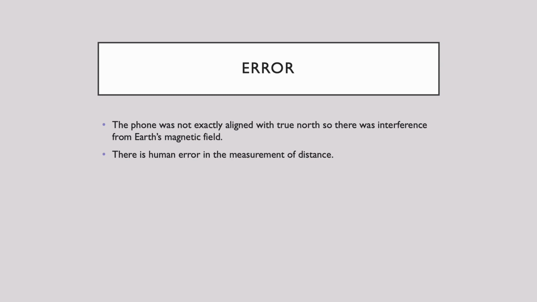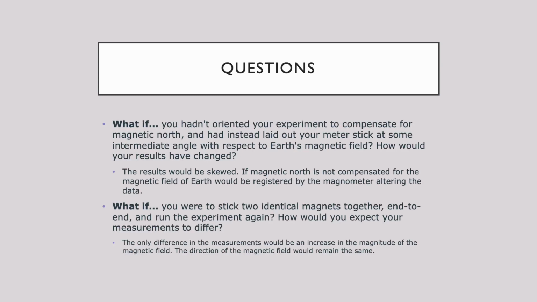So what if the experiment hadn't compensated for magnetic north and there was an angle with the Earth's magnetic field? Well, the results would be skewed. If magnetic north is not compensated for, the magnetic field of Earth would be registered by the magnetometer and it would alter the data.